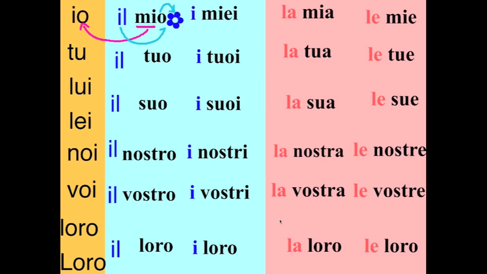Blue is for boys, pink is for girls, so this explains the chart. So this stays invariable, but the article changes accordingly. So it's il loro fiore, i loro fiori. And so this one is a little unusual because you can't really say mi, so we'll say miei. And tuoi, suoi, nostri, vostri, loro stays the same. So then mia, mie, tua, tue, sua, sue, nostra, vostra.